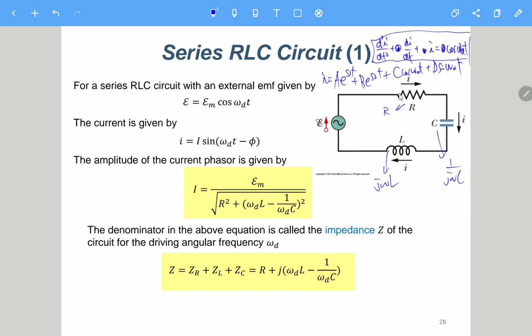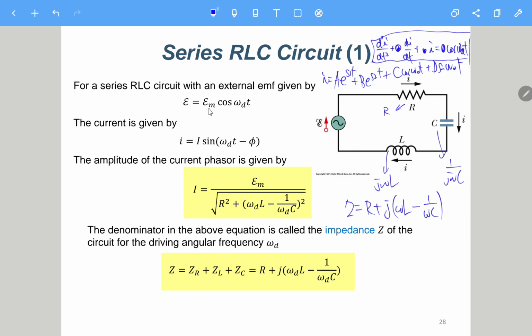So the total impedance is the summation R plus 1 over J omega C plus J omega L. Okay, so this is the impedance. It will become R plus J times (omega L minus 1 over omega C). Because this is 1 over J, so you multiply J, and J squared will be -1, so we have a negative sign here. So this is the impedance of this circuit, and then you just need to plug in the values.